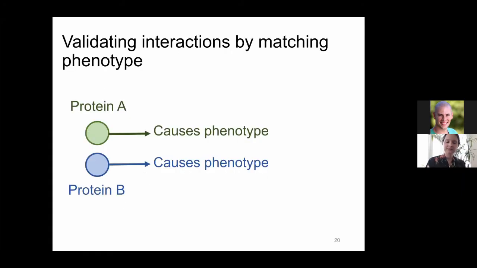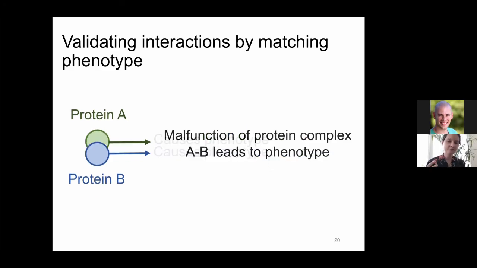So to end up, I'm going to show 2 examples of validating these interactions by matching phenotypes. This is based on the principle that you have 2 proteins, and you know each of those proteins causes some phenotype. When you find those 2 proteins interacting, you can then say that the malfunction of that protein complex AB is what's leading to the phenotype.